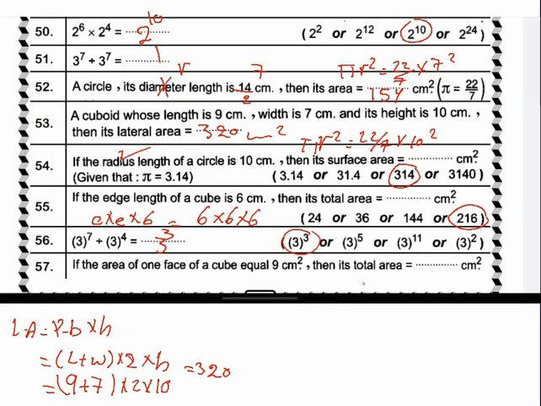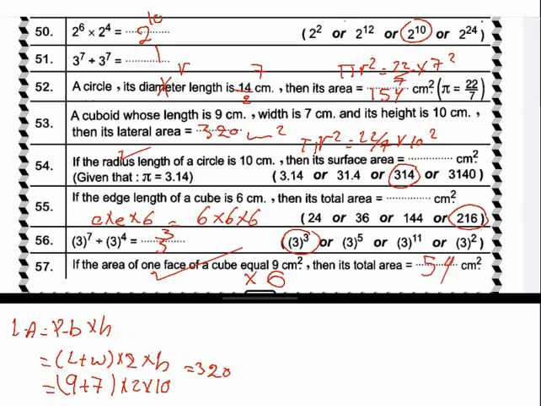Area of one face 9, then its total area. Again, if you want to get the total area, you should have one of the two options, area of one face and edge. Do you have area of one face? Yes, mister, I have area of one face, so multiply it only by 6 to get the total area, it will be 54.